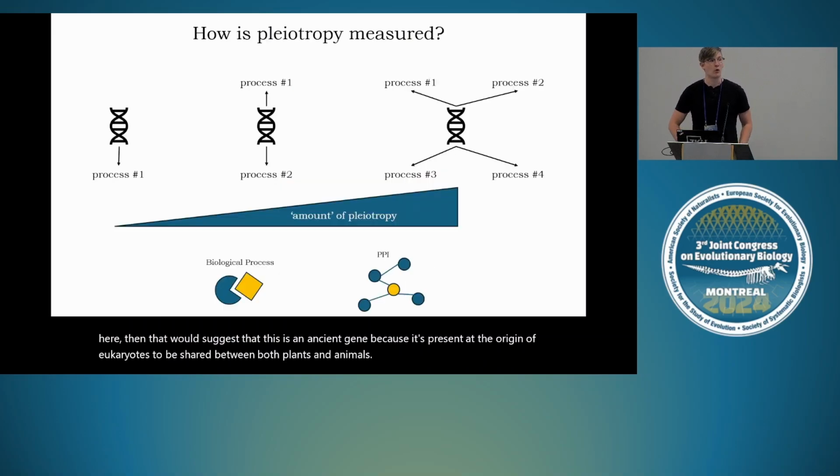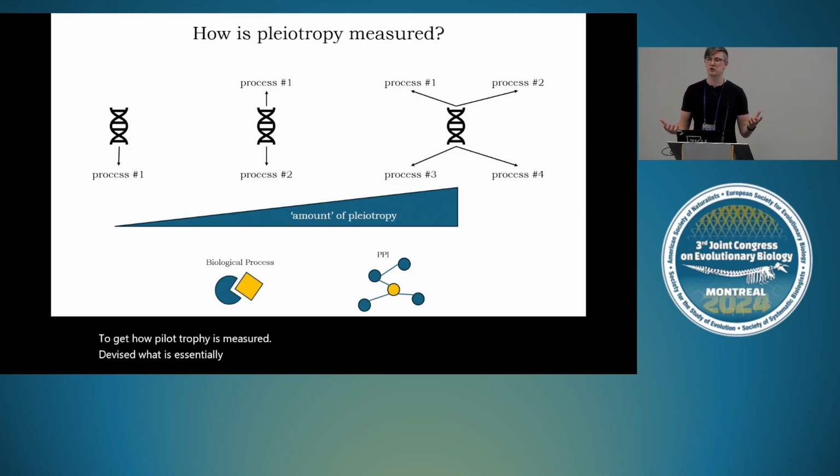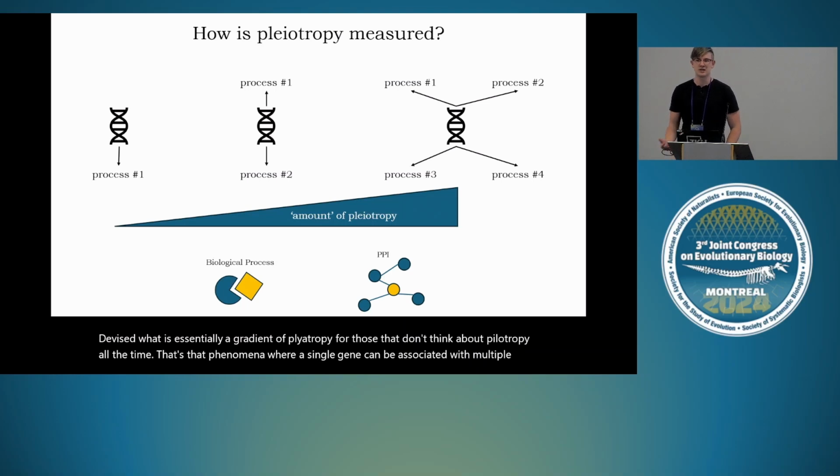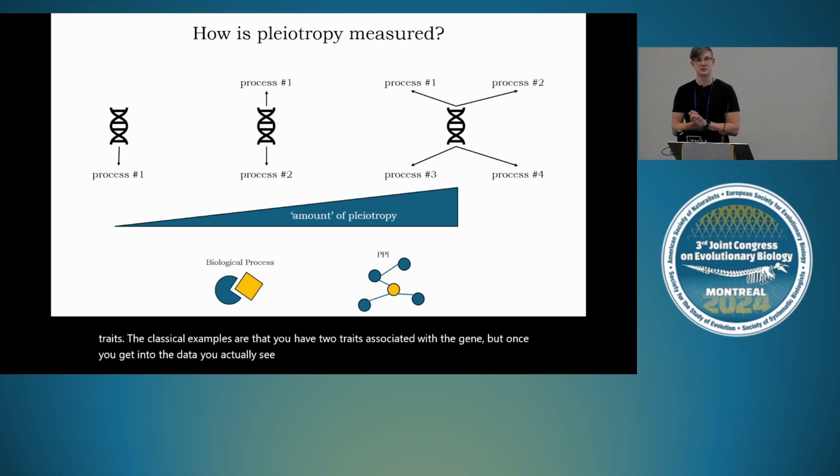To get at how pleiotropy is measured, we devised what is essentially a gradient of pleiotropy. For those that don't think about pleiotropy all the time, that's the phenomenon where a single gene can be associated with multiple traits. The classical examples are that you have 2 traits associated with a gene, but once you get into the data, you actually see that some pleiotropic genes can have dozens or even hundreds of traits associated with them.